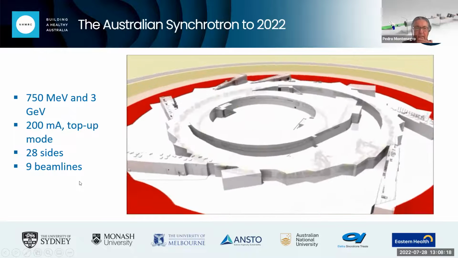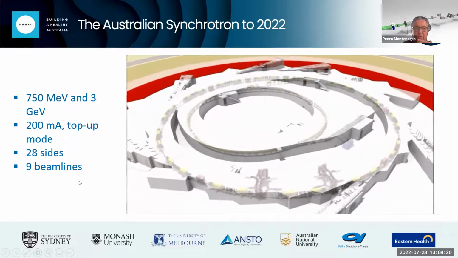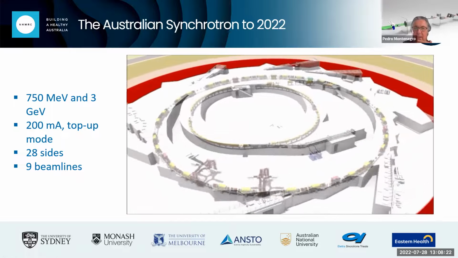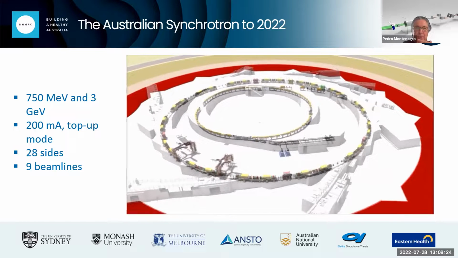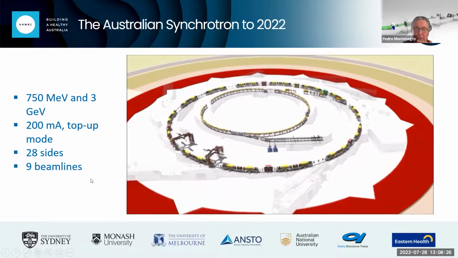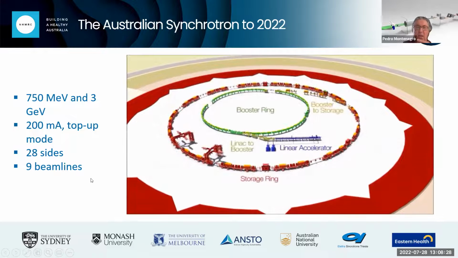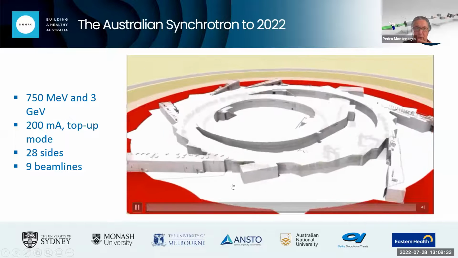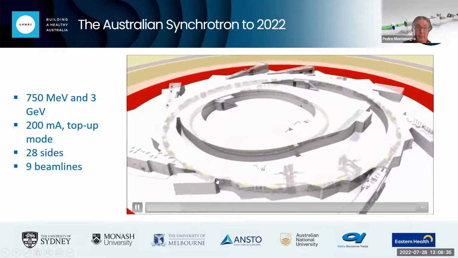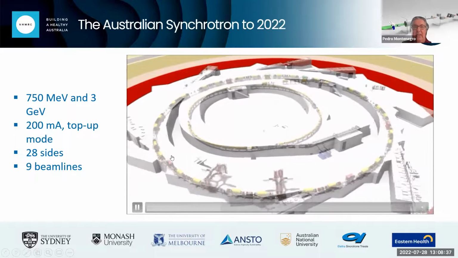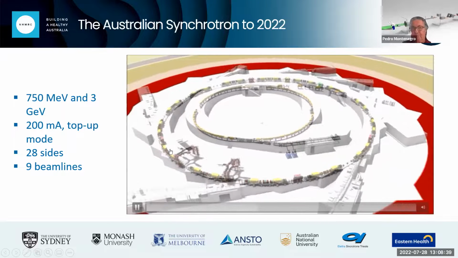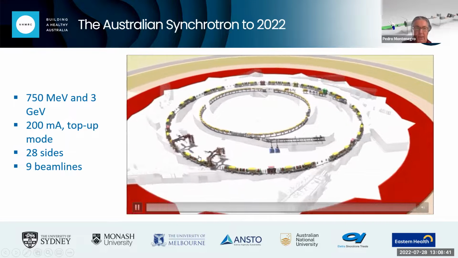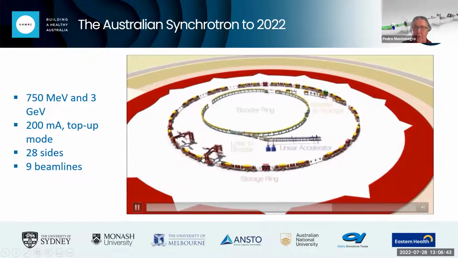In terms of accelerators, we have a 750 MeV linear accelerator to produce the first beam, into a booster ring where they're taken to 3 GeV, and then transferred to the storage ring of 3 GeV until there is 200 milliamps in there. And then the nice thing is that we operate in something called top up, which means that the beam stays constant in intensity during the experiment.